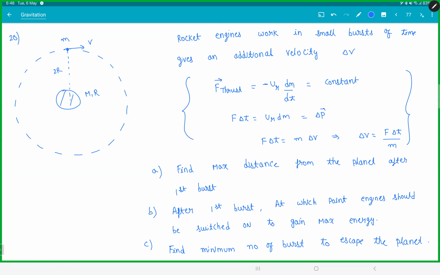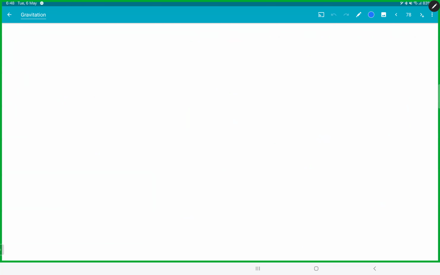Let's see. Nasik, what happens here? So after the first burst, you are going in a circle. Let's say you switched on the engine here. Now, after the first burst, your speed has become V plus delta V. So you will start going in an elliptical orbit like this.